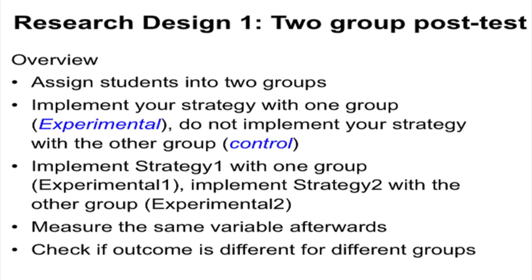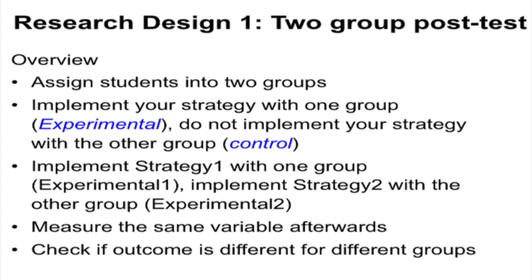Again, these are the terms used for the two groups. The group to which I implement my strategy, we'll call the experimental group. And the group which does not get my strategy, we'll call the control group, because it's acting as a control for all the other variables to the experimental group.